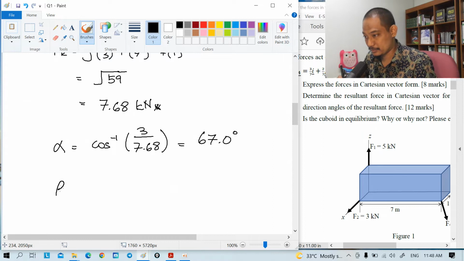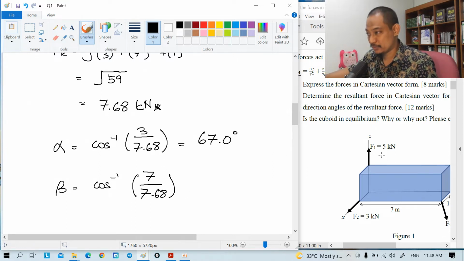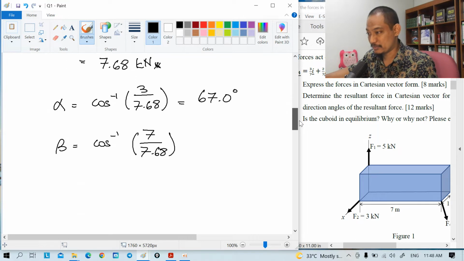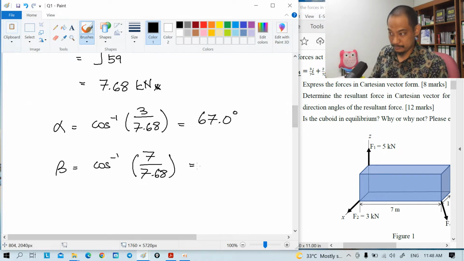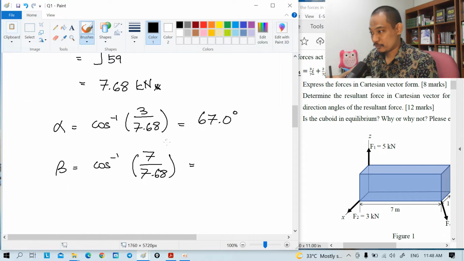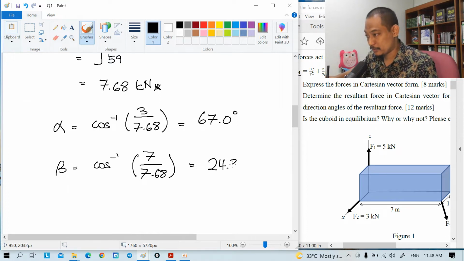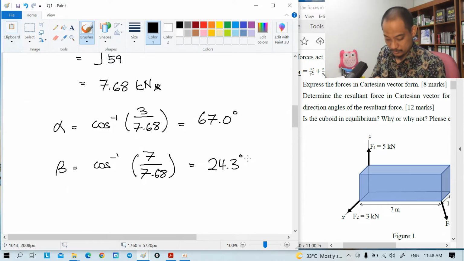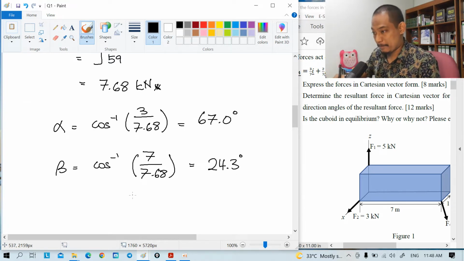Okay, so for beta it should be 7 divided by 7.68, right? So beta is cos minus 1 of 7 by 7.68, it is positive 7, right? And then cos minus 1 of 7 divided by 7.68, 24 degrees, 24.3 degrees. Again, cos minus 1 of 7 divided by 7.68, 24.3.